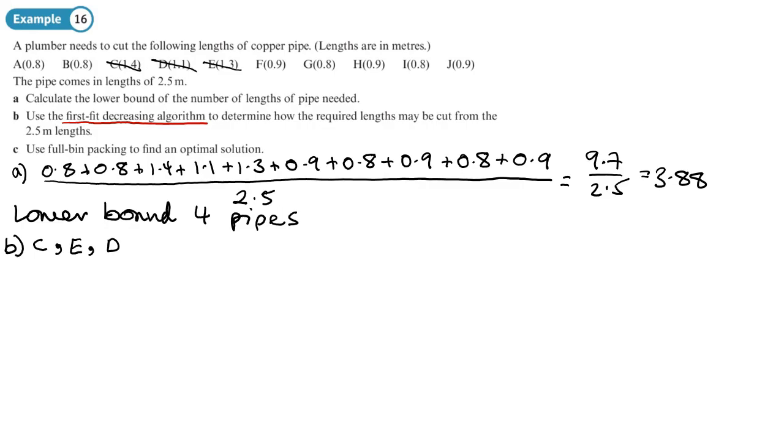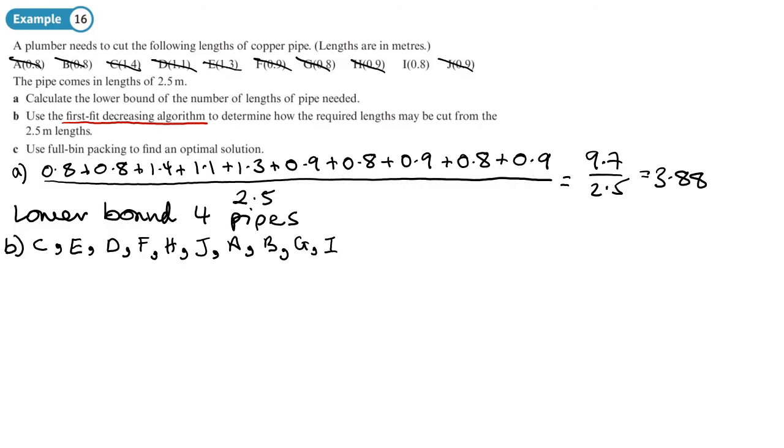And then I've got 0.9s. So we've got F, H, and J. There aren't any other 0.9s. The rest are 0.8s. So A, B, G, and I. Right, so we've put them in order of size.